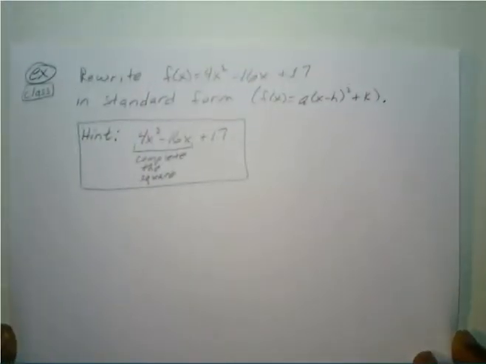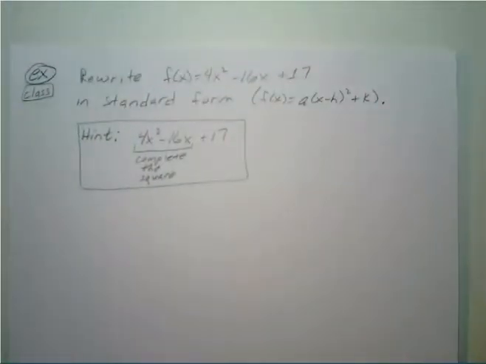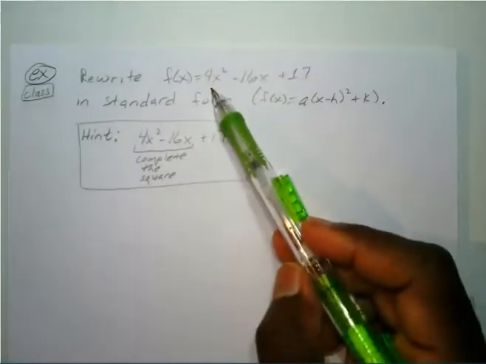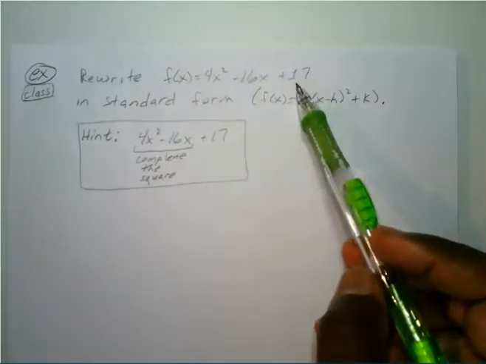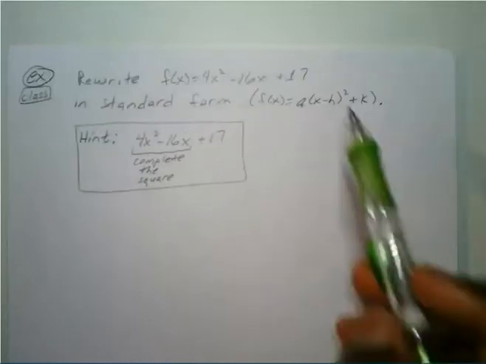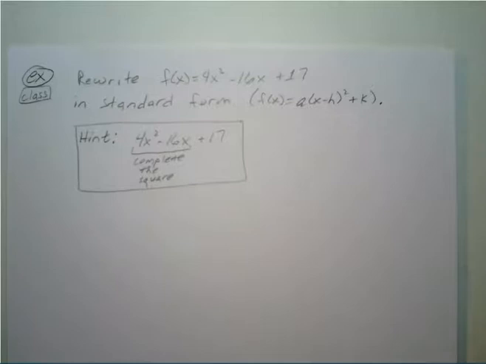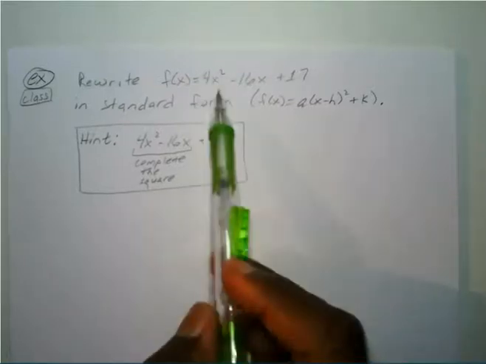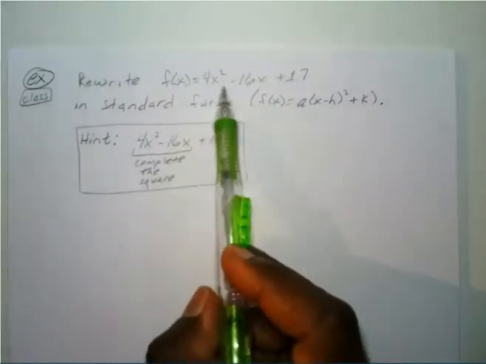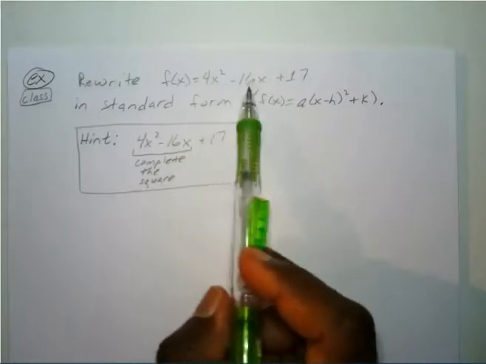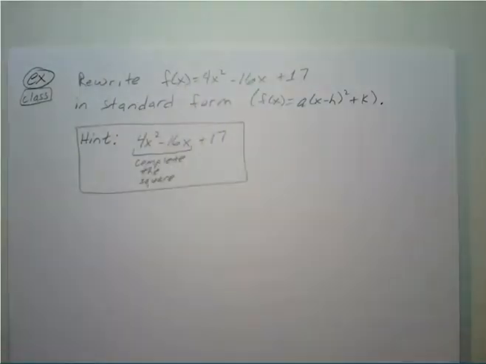In this example, we're going to rewrite f of x equals 4x squared minus 16x plus 17 in standard form, which is a times x minus h squared plus k. Now, hint, you want to complete the square of those two terms, but you want to factor out the 4 first. Go ahead and press pause and try this one on your own.